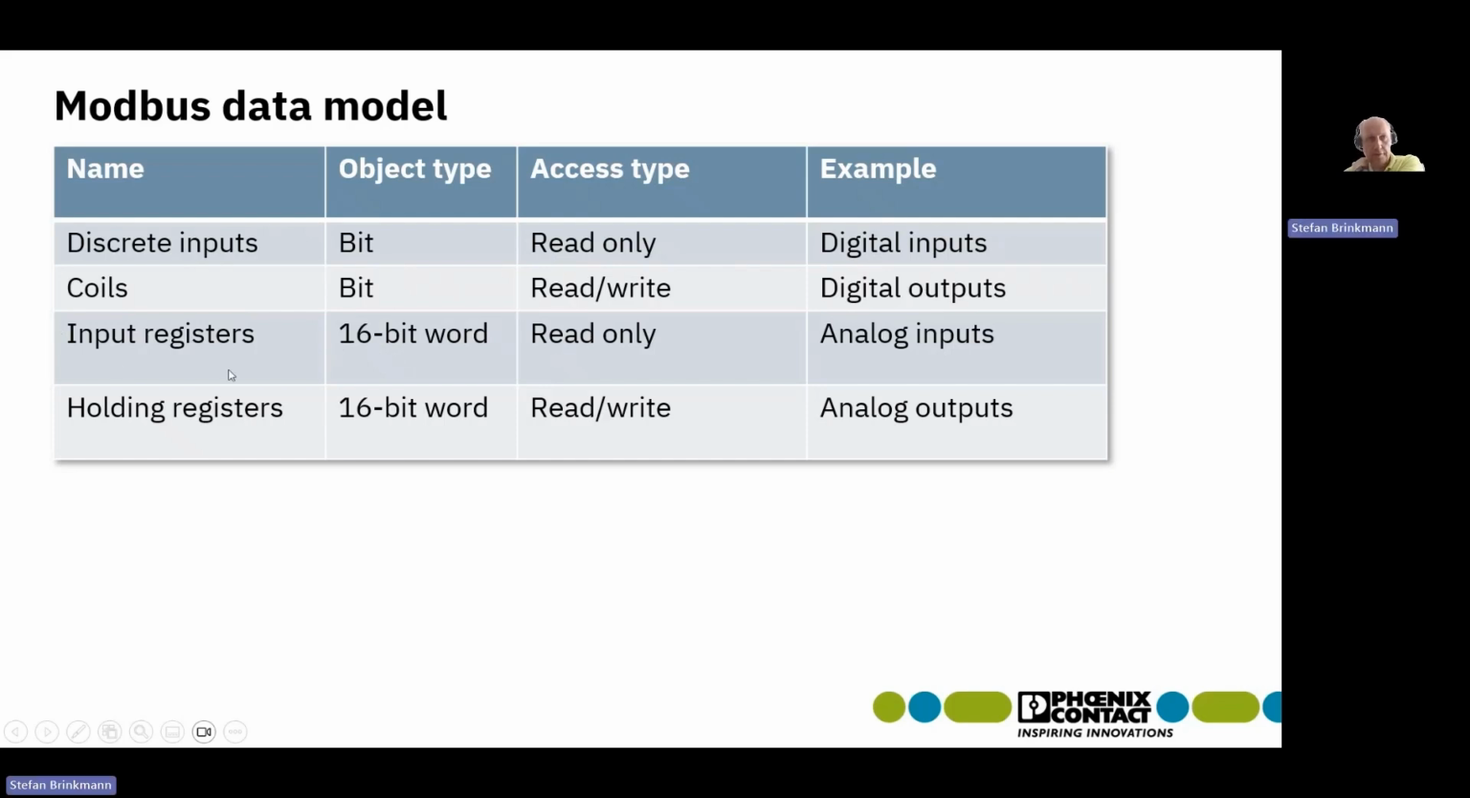Then we have the so-called input registers, 16-bit word, read-only, like analog inputs. And finally, the holding registers, the 16-bit word, read and write, like analog outputs. And this model applies both to RTU and TCP, so they use the same model.